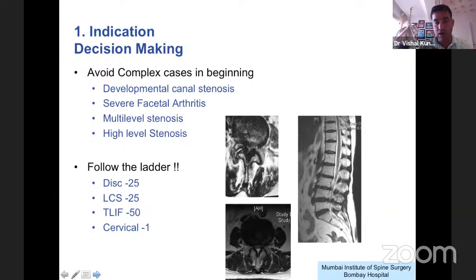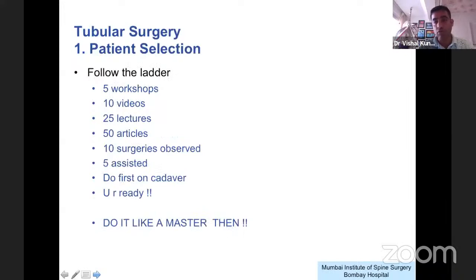In the first few hundred cases, try to have the maximum number of simplest cases to go on your ladder from disc to LCS, LCS to TLIF. And once you have done enough number of MIS TLIFs, it's only then time that you may want to venture into the first cervical. So this is the ladder that we all must try to go in.